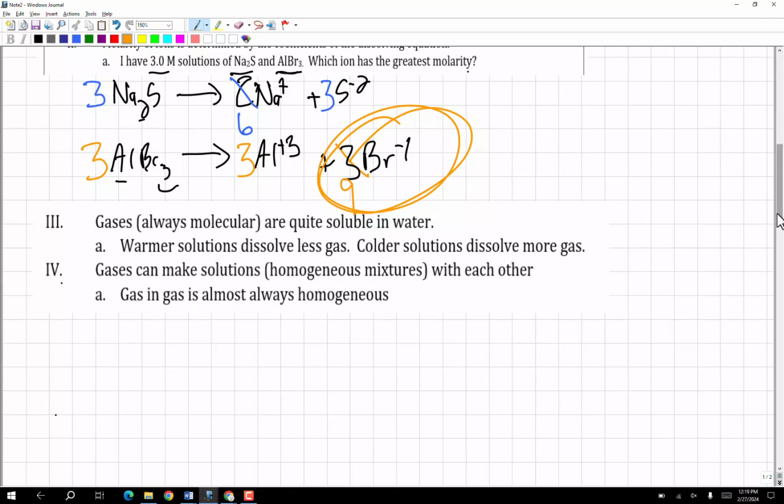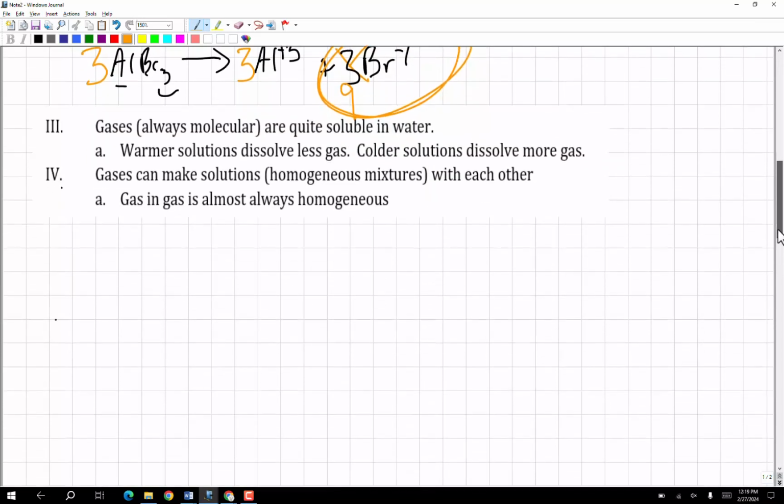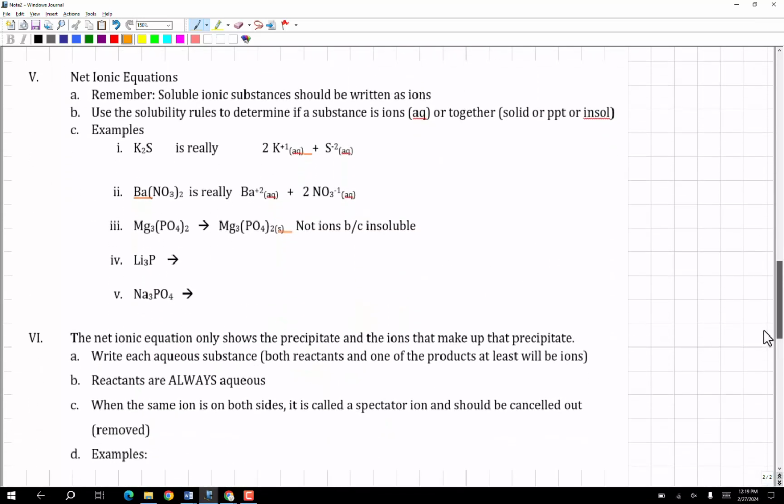Gases can make solutions, homogeneous mixtures, with each other. A gas and a gas is almost always homogeneous. Net ionic equations. All right, so here we go.